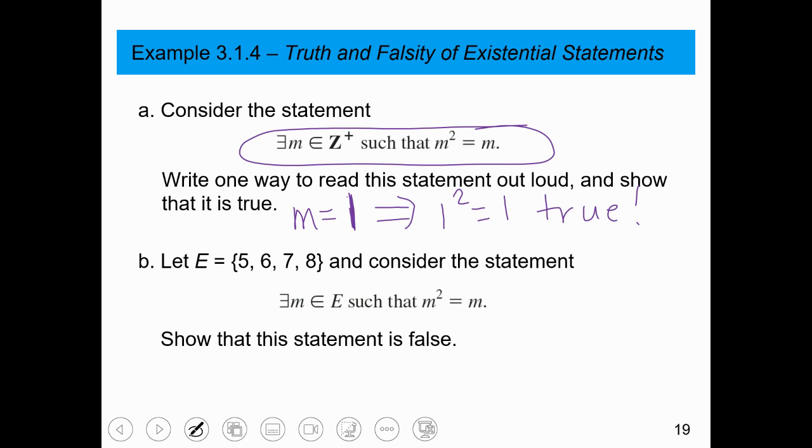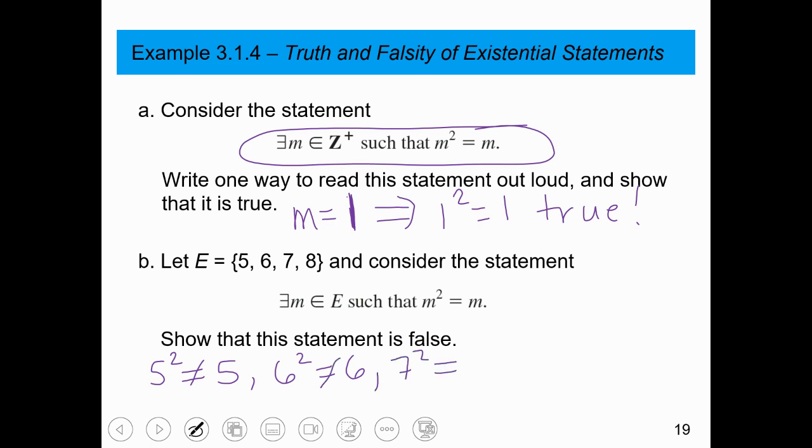In the next example, it says, let E equal the set 5, 6, 7, and 8, and consider the statement, there exists an m in the set called E, such that m squared is equal to m. Show that this statement is false. We're saying that there's at least one number in the set called E, such that m squared is equal to m. To show this is false, we must show that it is false for every element in E. Certainly, 5 squared is not equal to 5. What about 6 squared? Is it equal to 6? Nope.